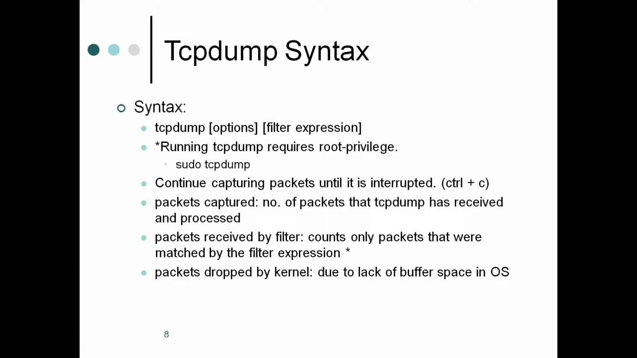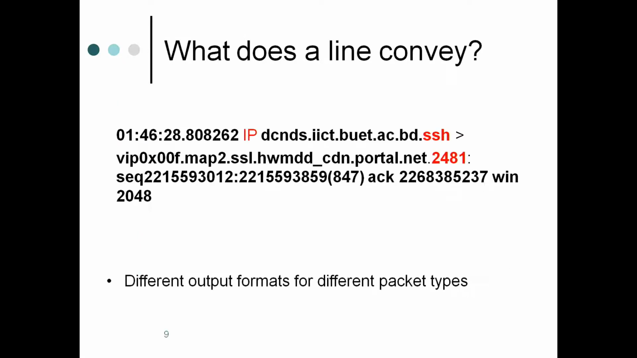After the capture, it will show the number of packets that have been received and processed, packets received by filter, and packets dropped by the kernel for lack of buffer space. So if there is more data than your processor or your RAM can handle, it will be dropped by the kernel. So that can also be shown here.